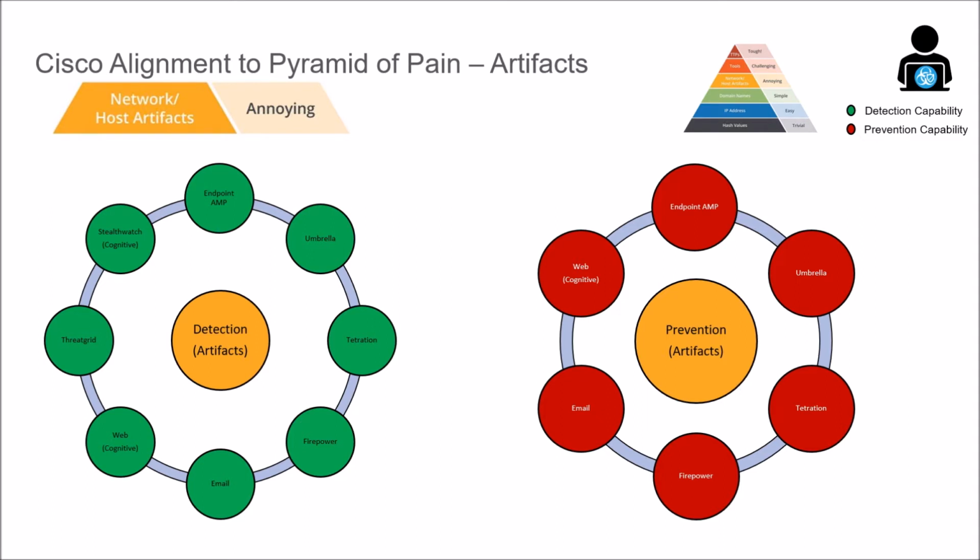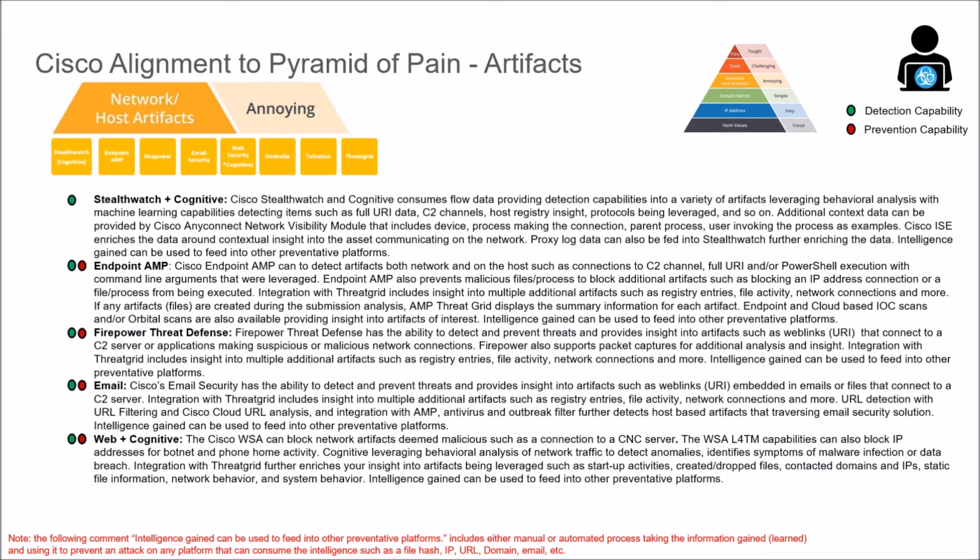So when we look at detection around artifacts, we're looking at Endpoint AMP, Umbrella, Tetration, Firepower, Email, Web, Threat Grid, Stealthwatch, right? Detection capabilities throughout the entire portfolio of capabilities. Prevention, from the previous slide, we've added a couple, right? So Endpoint AMP, Umbrella, Tetration, Firepower, Email, and Web. Okay, let's dig into the meat of this, right?